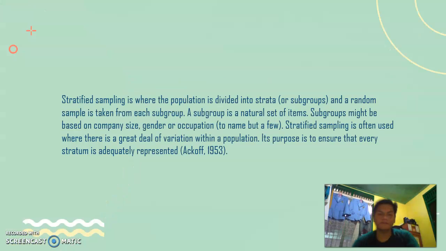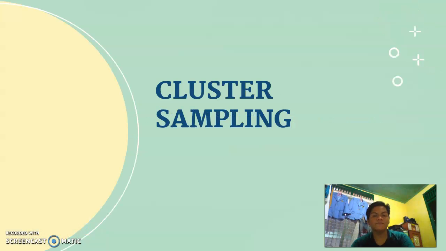Stratified sampling. Stratified sampling is where the population is divided into strata or subgroups, and a random sample is taken from each subgroup. A subgroup is a natural set of items. Subgroups might be based on company size, gender, or occupation, to name but a few. Stratified sampling is often used where there is a great deal of variation within a population. Its purpose is to ensure that every stratum is adequately represented.